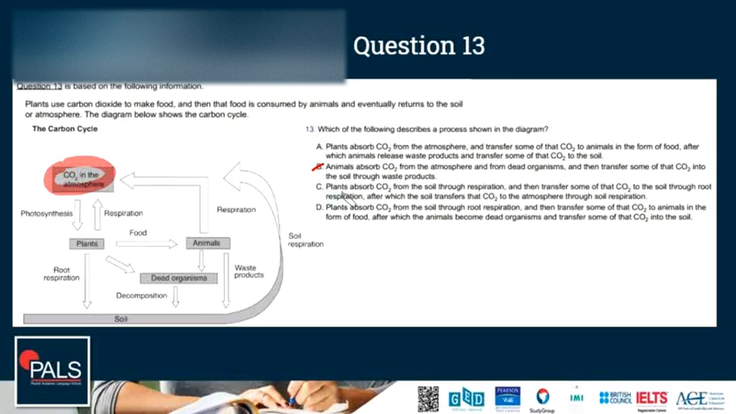Let's look at C. Plants absorb carbon dioxide from the soil through respiration. No, that is not correct. They do not absorb carbon dioxide from the soil, otherwise the arrow would be the other way around. So let's cross out C as well. And D, plants absorb carbon dioxide from the soil through root respiration. Again, we can exclude that immediately, so we don't even need to read the complete answers here. We can immediately see from the very first statement in B, C, and D that the answers must be wrong. So the correct answer is A.